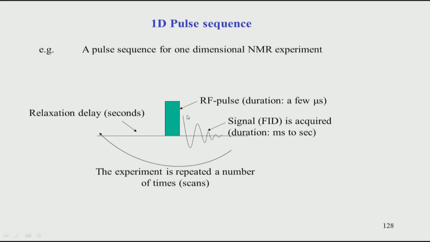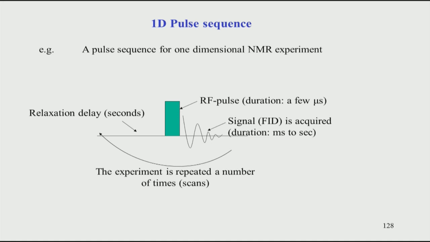So, this is the FID, what is stored in the computer. But if you do it n number of times, a repetition, each time it is added together. Suppose you record 10 times, the signal is added 10 times. And why do you record it so many times? The reason is to get better signal to noise ratio.